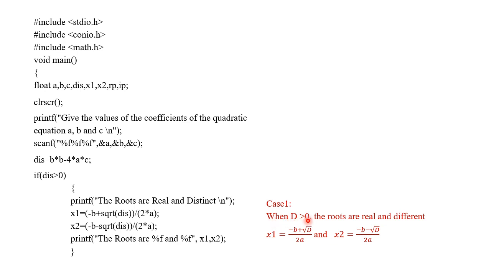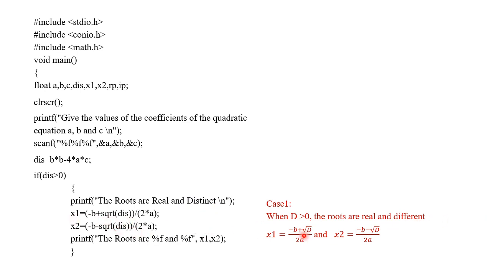So when D is greater than 0, this means if discriminant is greater than 0, the statements inside this brace will be executed. When discriminant is greater than 0, printf the roots are real and distinct. And the next line. So it will be printed: the roots are real and distinct or different.